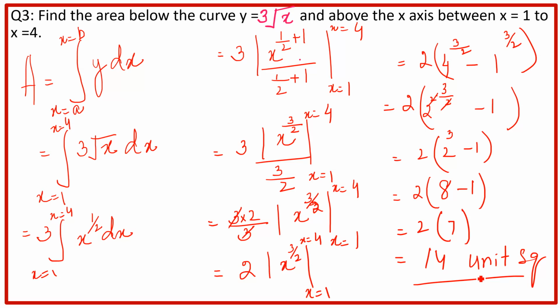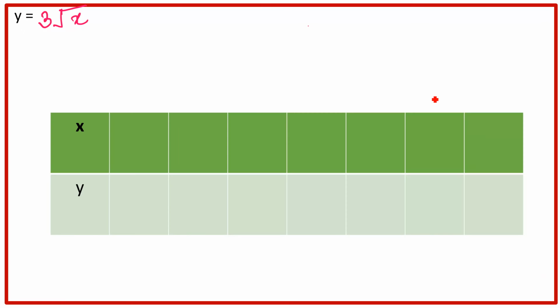Now we are going to prove it with the help of the graph, so you can see the meaning of below the curve and above the x-axis. So see, our curve is y is equal to 3 under root x. Here suppose I say x is equal to 0. So put 0 in this equation: 3 under root 0. Anything multiplied by 0 is 0. So the coordinates are 0 and 0. If x is equal to 0, y is also 0.